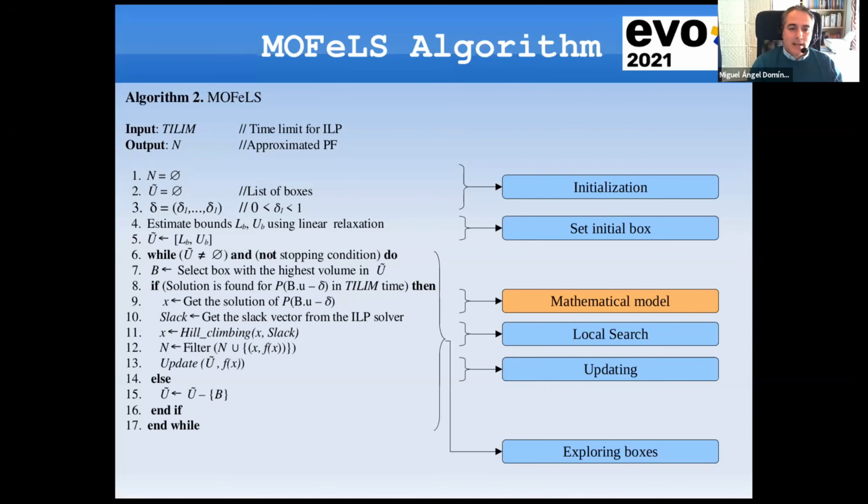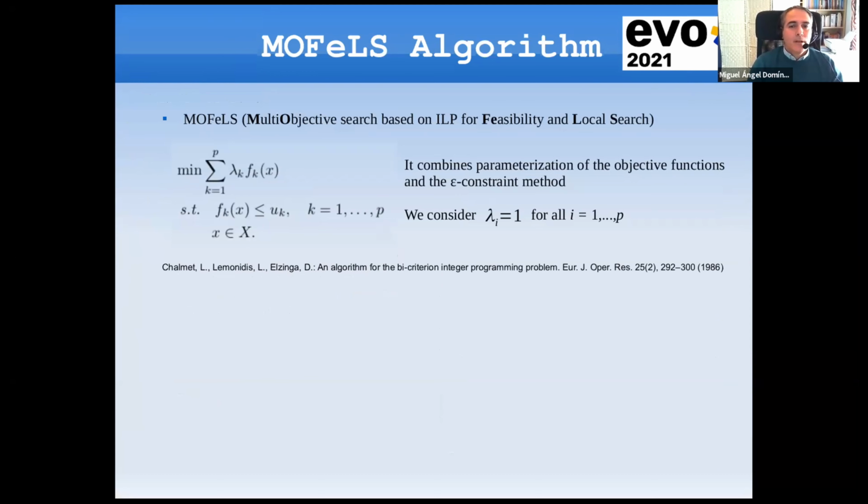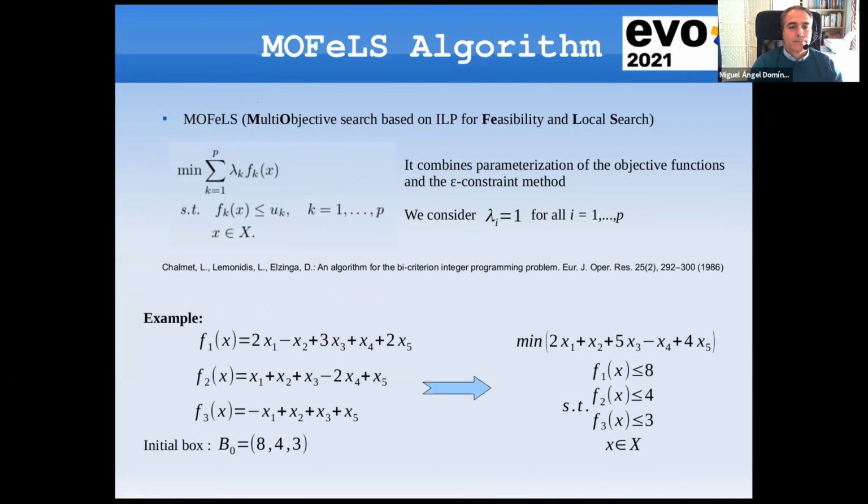Now we're going to see inside this third part, the mathematical model. The mathematical model combines a parameterization of the objective functions and the epsilon constraint method. Because the ILP solver is used only to get a feasible solution, the weights of the objective functions are not very important, and we set those of them to the value 1. Here we have an example for 3 objectives and an initial box, 8 for 3. On the right, we can see the parameterization of the objective functions, and we add 3 new constraints, 1 per objective function, and in the right-hand side, we have the corresponding component for the box.